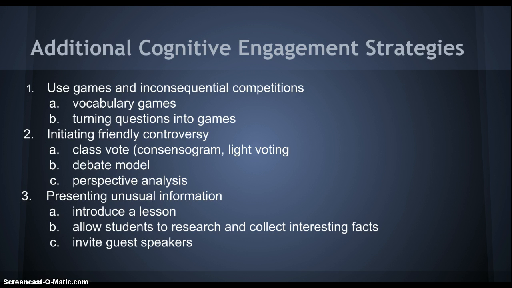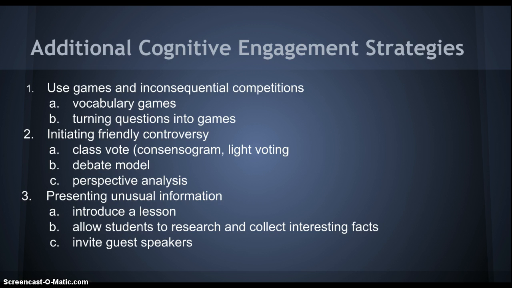The second way is initiating friendly controversy. Friendly controversy helps to stimulate and maintain student interest. When students present opposing views, this encourages them to dive deeper into the content, sometimes even outside of class. Establishing those ground rules so the conversations don't get out of hand and remain productive is a key element of this particular strategy.